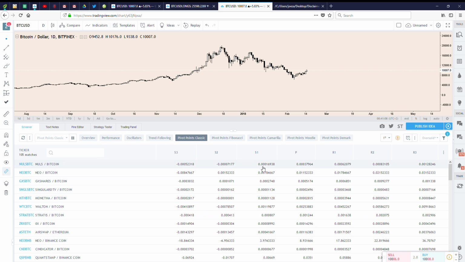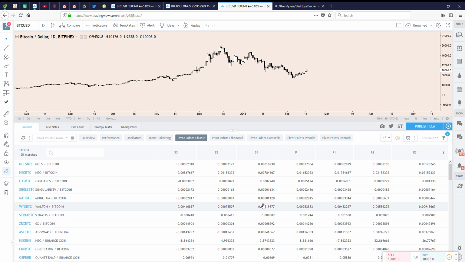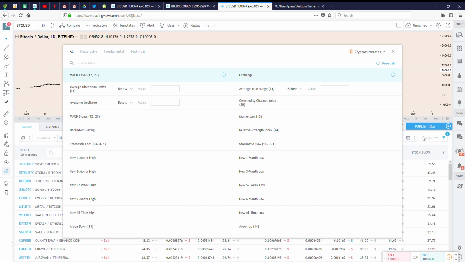And then the easiest thing, I mean, you can look at the pivots, but to know the level of each coin and its price currently versus the pivot or versus the support makes it really difficult. So a shortcut for me is I just go to oscillators, and I just put on a few things.